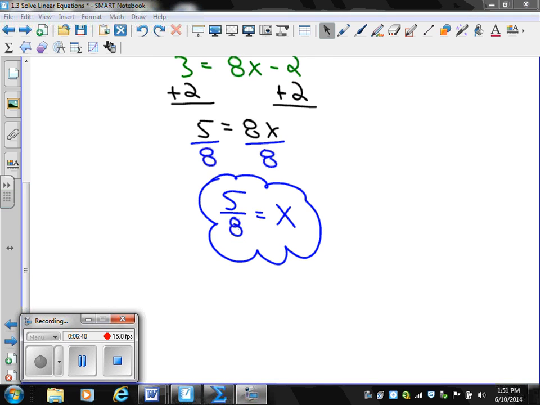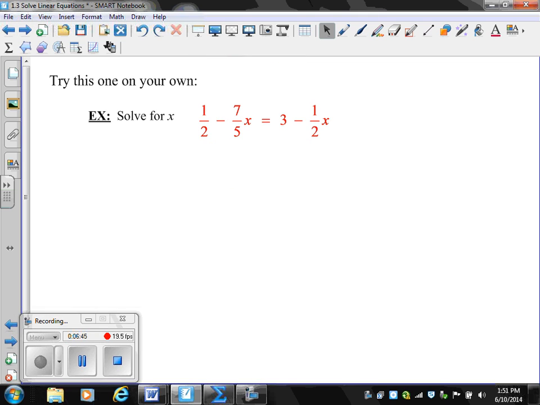Okay, so our last problem here, this is one you guys are going to do on your own here. I really want to make sure that you guys understand the concept of clearing fractions. So try this one on your own. I'm not going to walk through the steps here. I am going to give you the solution. The solution is x equals negative 25 ninths.